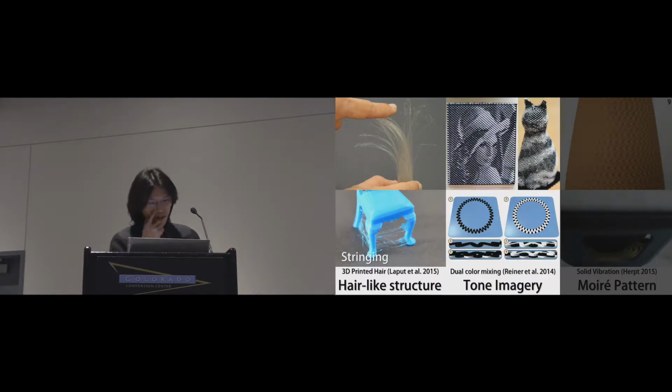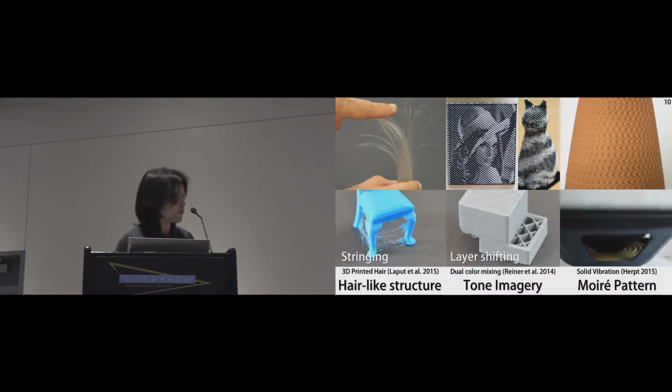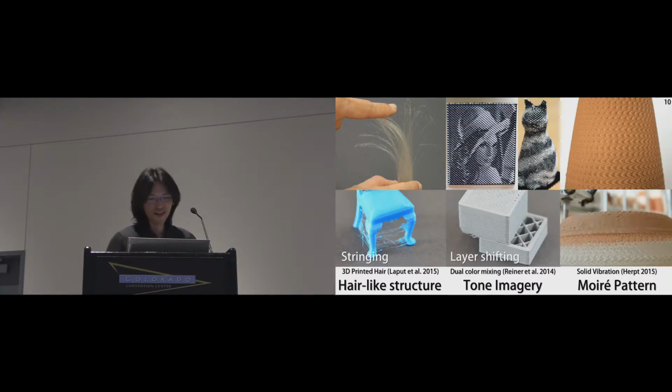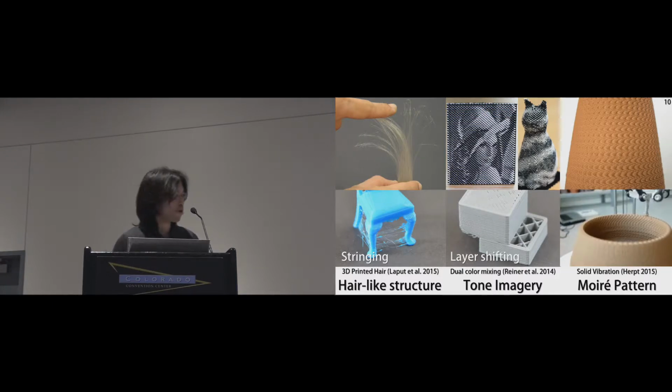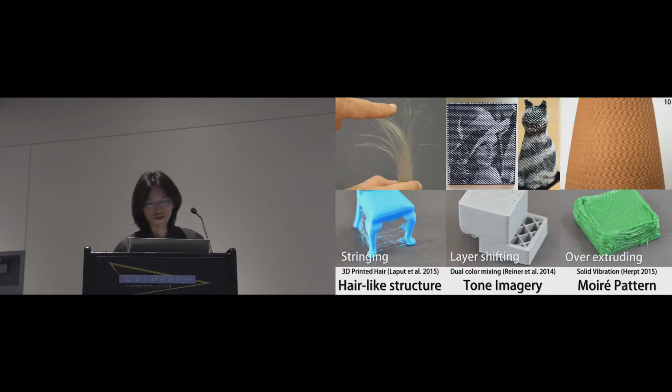Next is a dual color mixing technique. This technique can produce tone imagery by modulating the contour of each layer. This modulation can be considered as layer shifting. The last one is switch vibration. This printer has a large speaker under the platform, which vibrates the whole working area. This vibration creates more pattern on the surface of an object. This technique exploited over-extruding to express pattern.